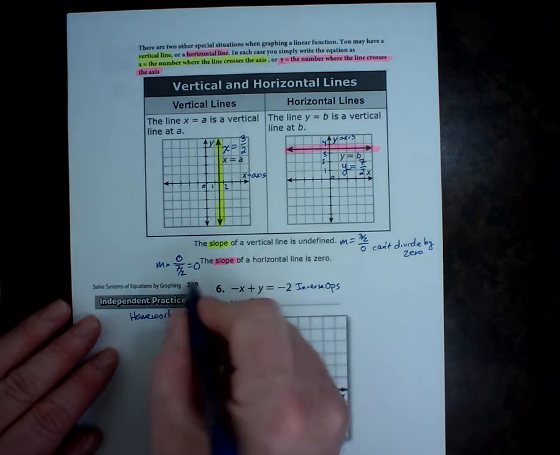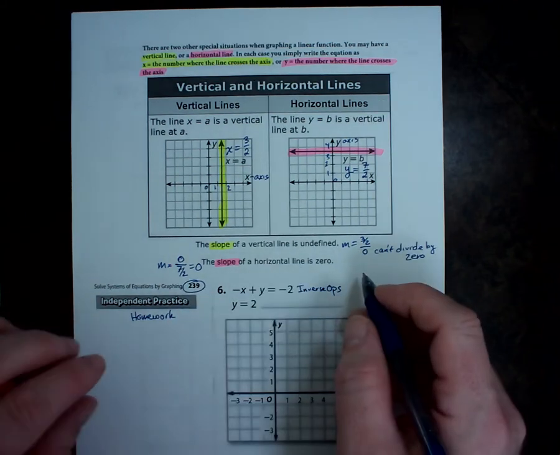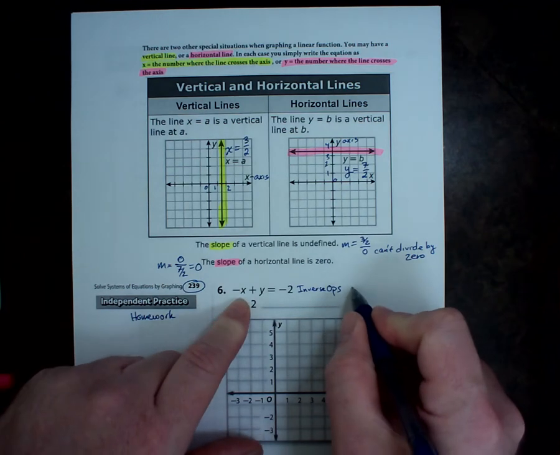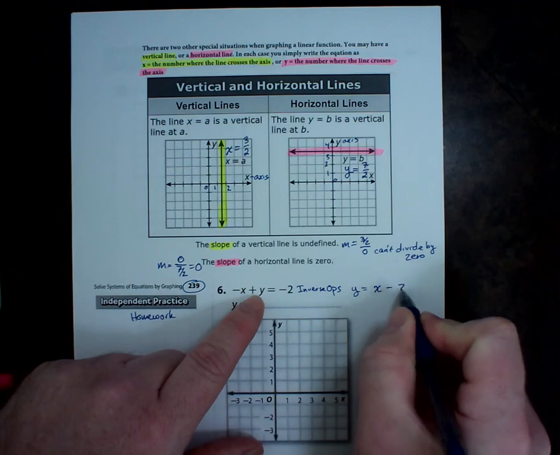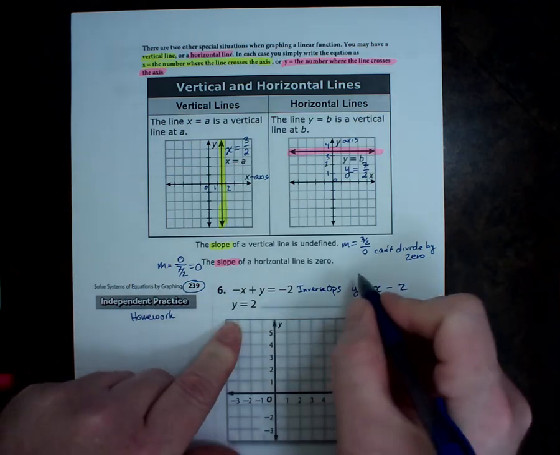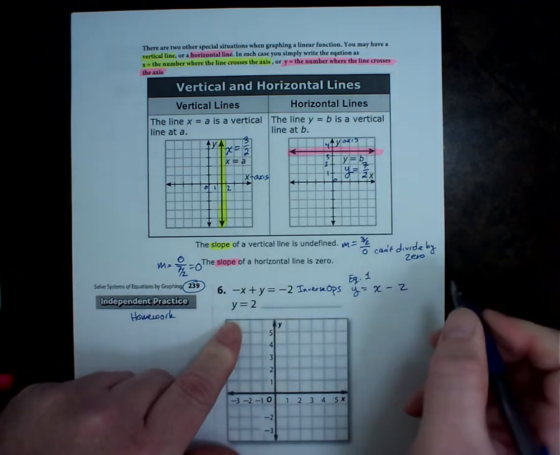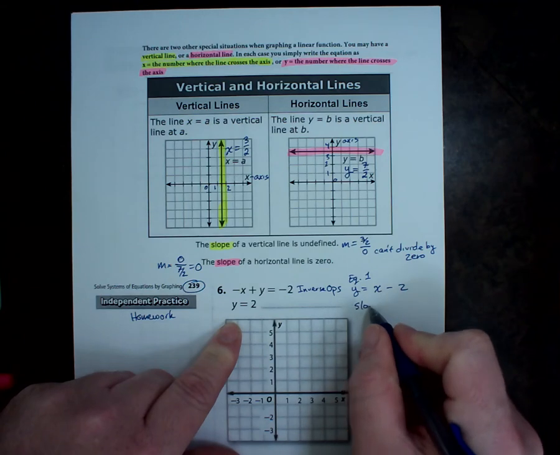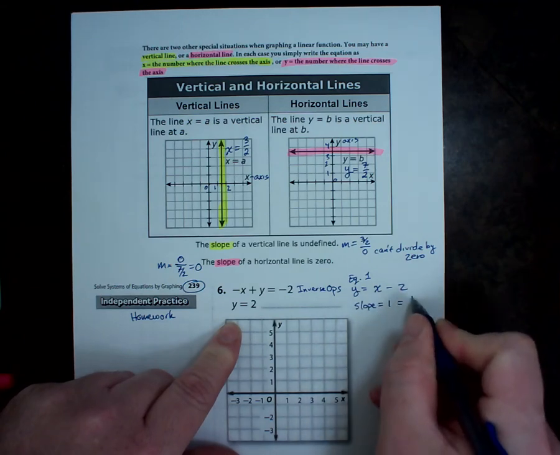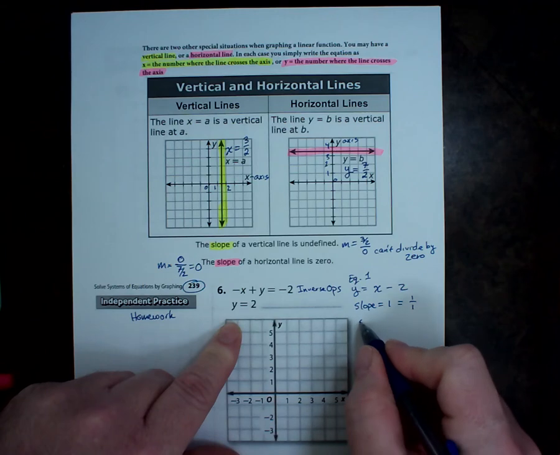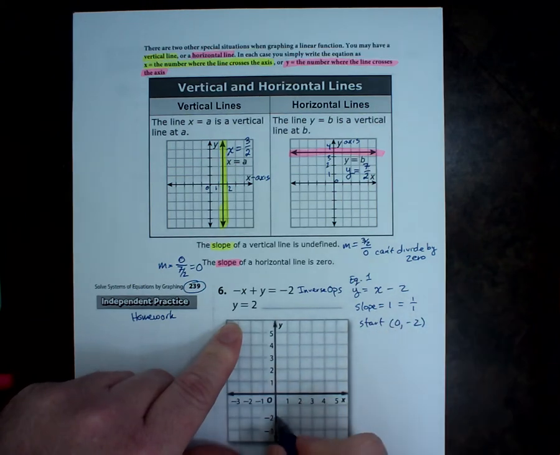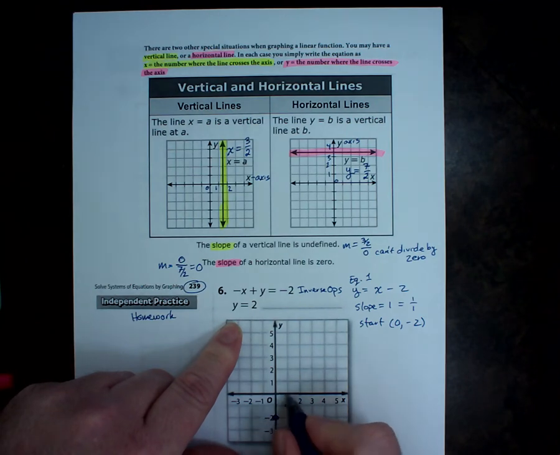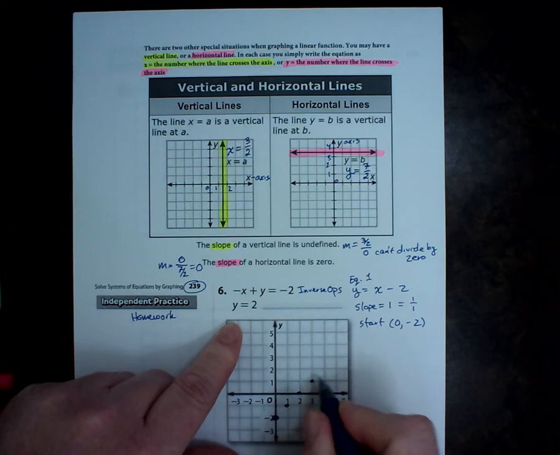And we need to rewrite this. If we add x to both sides, we get y equals 1x minus 2. So that's equation 1. The slope equals 1, which is 1 over 1. And you start at 0, -2, rise 1, run 1, rise 1, run 1, and so on.